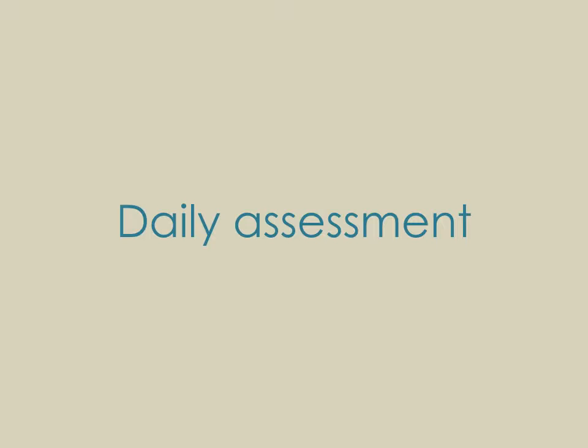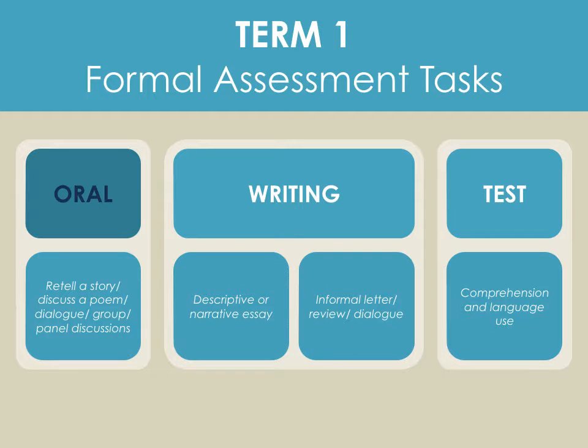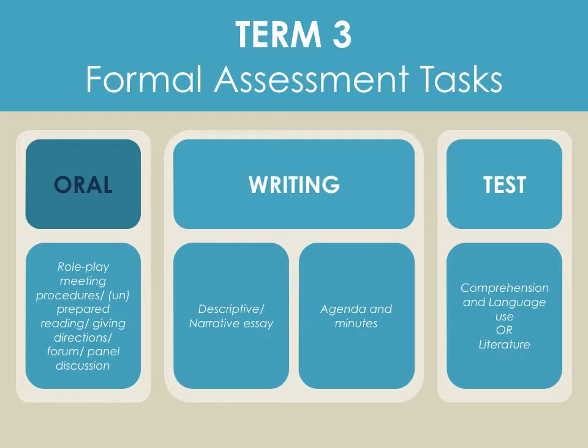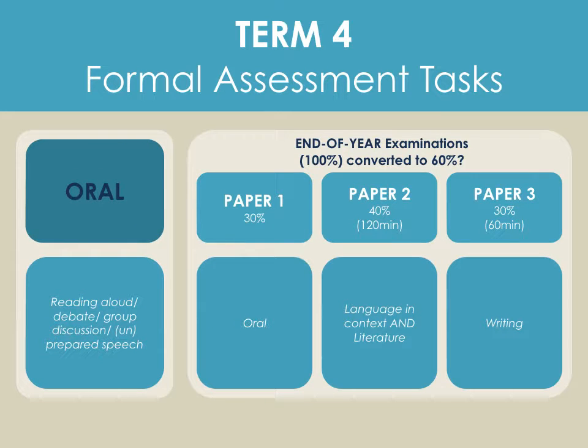In terms of formal assessment, in grade 7, the learners complete an oral, 2 writing tasks, and a test. All 4 of these tasks make up the first term's marks. In term 2, the learners do their mid-year exam, but they do an oral and a test as well. So the oral and test is separate to the mid-year exam, and then they complete 2 papers, language and context, and writing. In term 3, the learners do an oral, once again 2 writing tasks, and a test. In term 4, of course, there's the end-of-year exams.